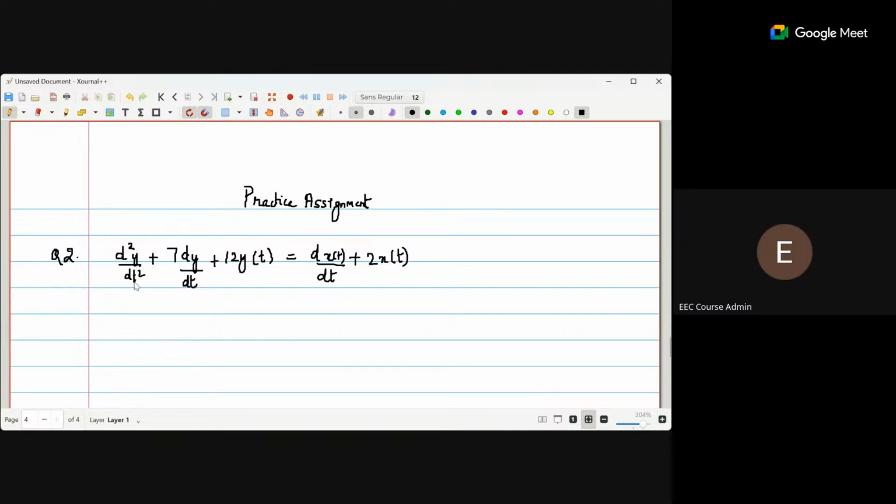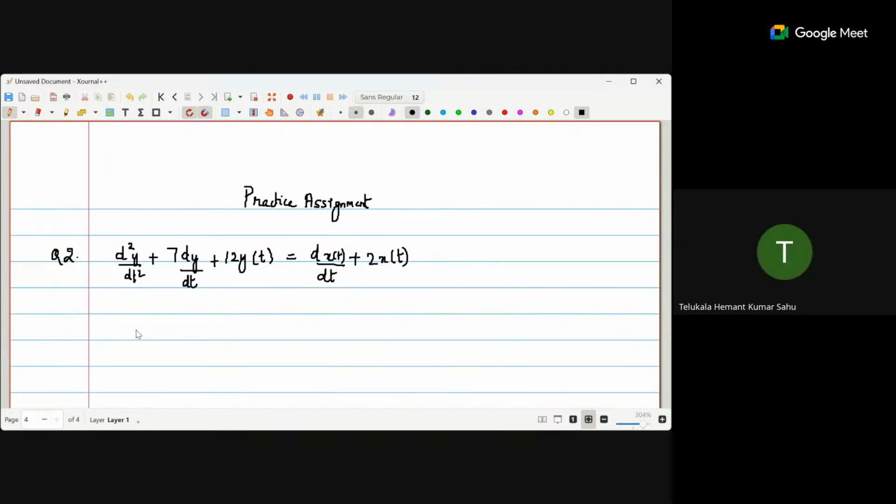So 1 d by dt will be the effect of multiplying by Ma'am, is d square plus 7d plus 12 in this way, ma'am? yes. What is the doubt? Yes. That's what I'm telling. Second question, practice.